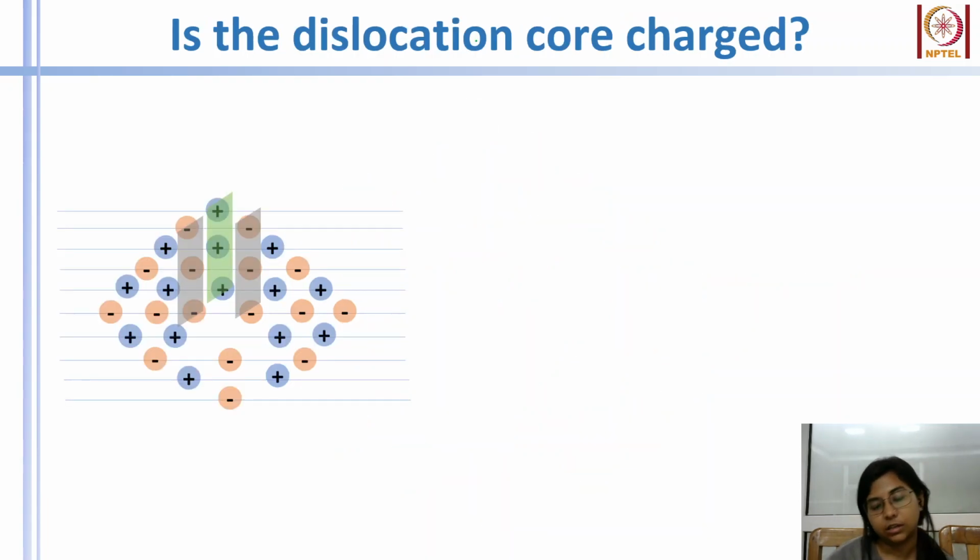Now we learned that there are two extra half planes. Now the question is, is the dislocation core charged? So what do you think? Is the dislocation core charged or not? So we will understand that. The answer is no, the dislocation core is not charged. So why? We will look into this.